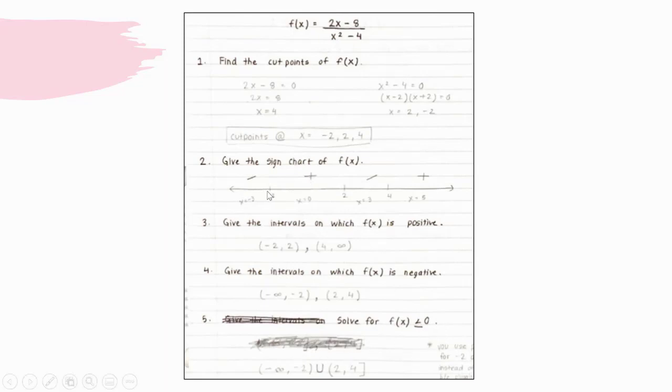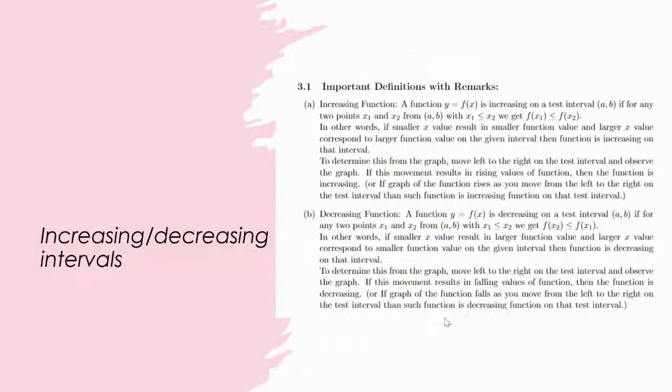And then that's when you would see that from -infinity to -2, it's less than or equal to 0. And from 2 to 4, it's less than or equal to 0. And since it's less than or equal to 0, you would have a hard bracket around 4. And with that, we will move on to increasing and decreasing intervals.